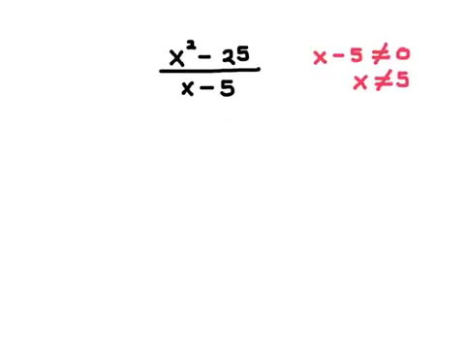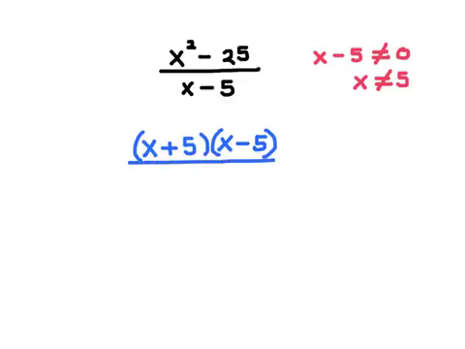And let's start by simplifying the numerator. The numerator is the difference of two squares, and the difference of two squares is the product of two conjugate binomials, which is the square root of the first plus the square root of the second times the square root of the first minus the square root of the second. If you FOIL these two binomials together, you will end up with x squared minus 25. Now let's write the denominator in, and you can see the denominator is x minus 5. Well, this is all multiplication, so the x minus 5's cancel out, and the simplified rational expression is x plus 5.